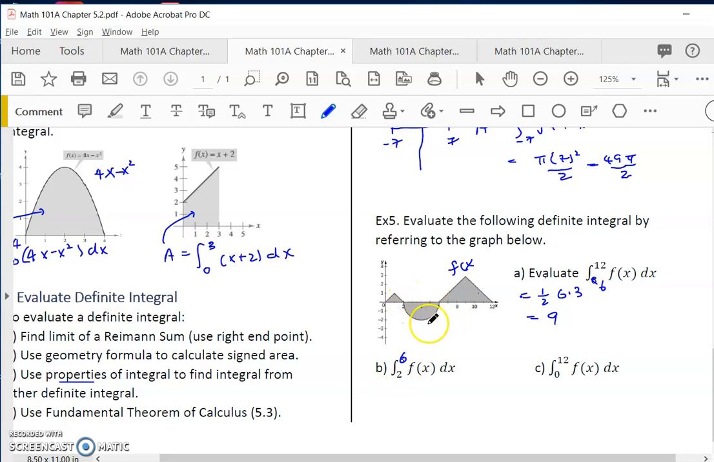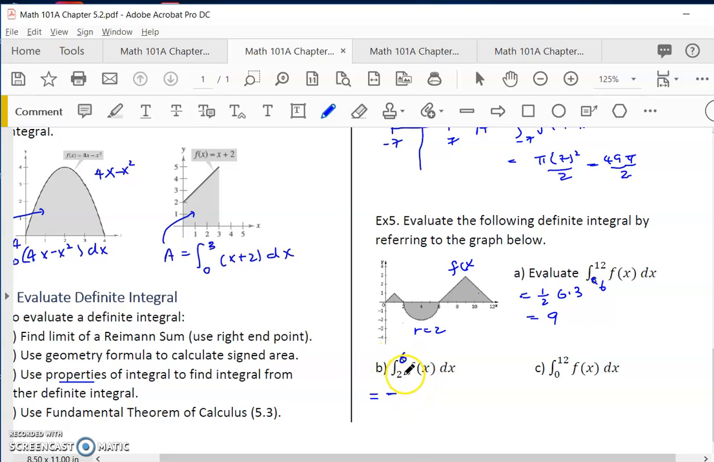So 2 to 6 is this half circle, a radius of 2, right? R equal to 2, but it's below the x-axis, so it's a negative area. So you know that it's signed. When you do this definite integral, you're allowed to have a negative area.